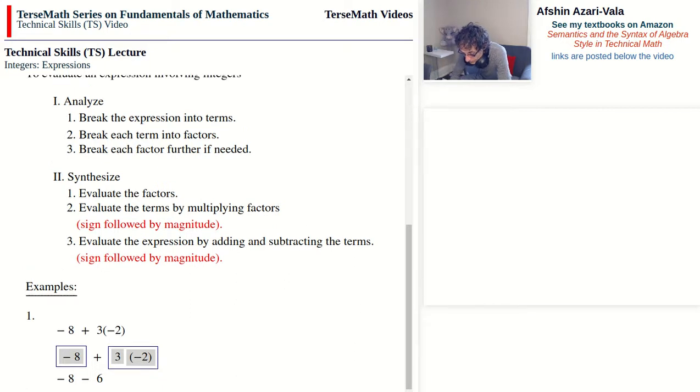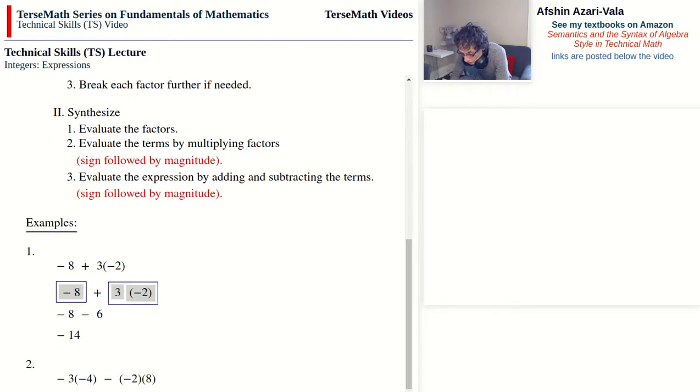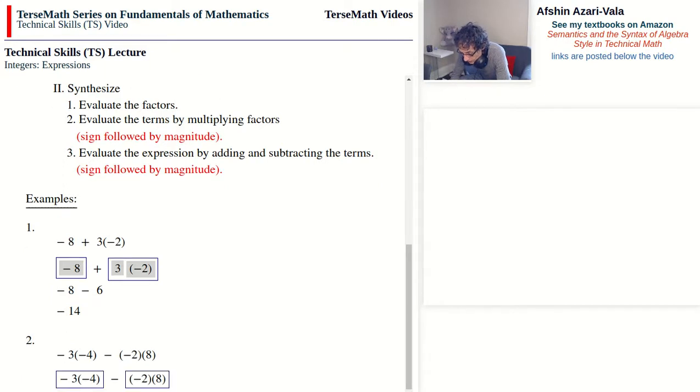Okay, so that's it for problem number 1. Let's move on to problem number 2. Problem number 2 says -3 times -4 minus -2 times 8. And this one as well has two terms, and there is one subtraction outside brackets, and it breaks the expression into two terms.